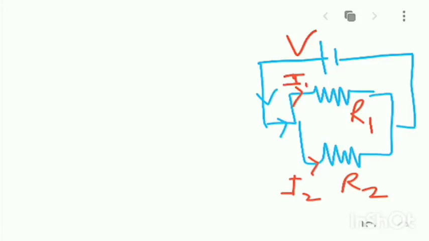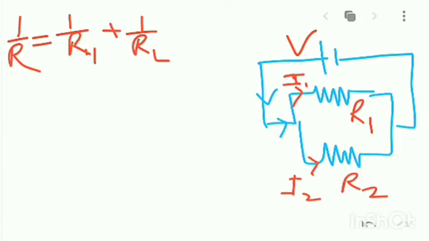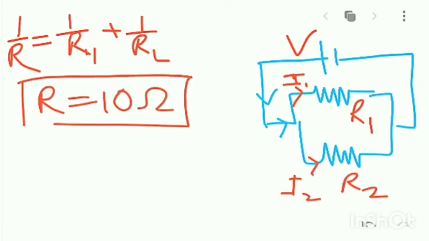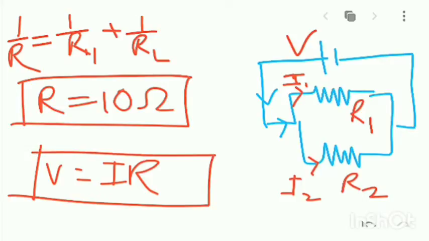So our first task, just like in Numerical 23 we have done, is to calculate the value of R from R1 and R2 using the formula 1 by R1 plus 1 by R2 equals 1 by R. From here we first calculate the value of R. Just like in Numerical 23, the total resistance R was 10 ohms. And using this value of R, we calculate the net current flow I using the formula V equals I R.